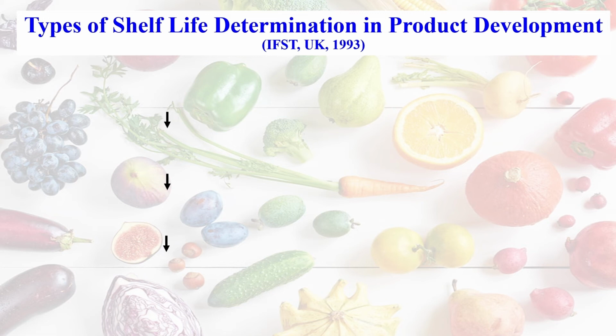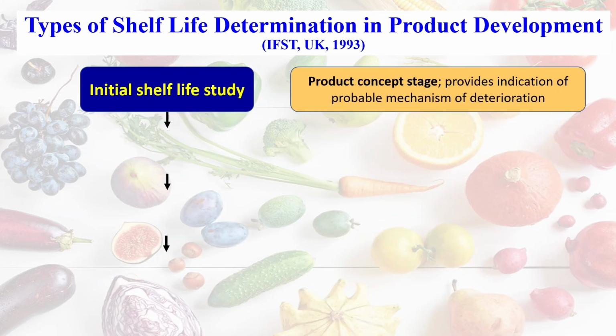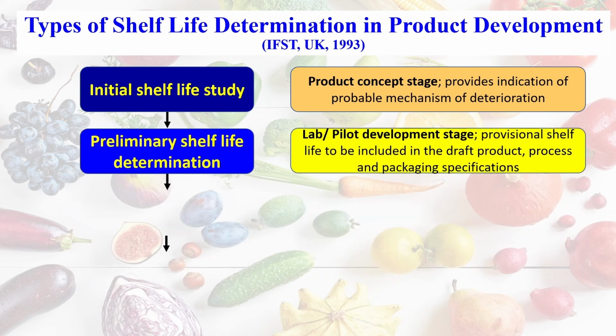So according to the IFST UK, which published in 1993, there are 4 stages. The first one, the initial shelf life studies, is being done during the product concept stages. It's going to provide us the indication of the probable mechanisms of deteriorations. Then, we need to do the preliminary shelf life determinations during the lab or pilot development stages.